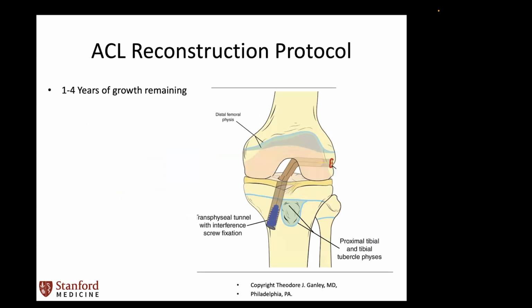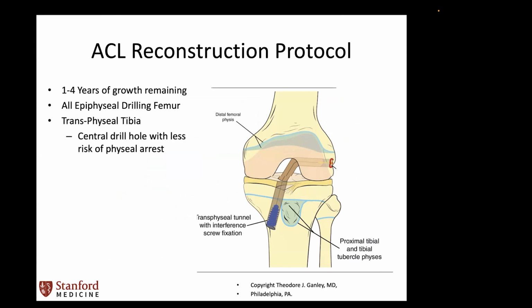Now, as kids get older, your surgical procedures once again change a little bit more. If you've got less than 3 or 4 years of growth remaining, many people will do an all-epiphyseal drilling on the femur. It's a big epiphysis, the risk of physeal injury is low. Transphyseal drilling in these older patients, as long as you hit the center of the tibia, is probably relatively safe because it's a central drill hole.